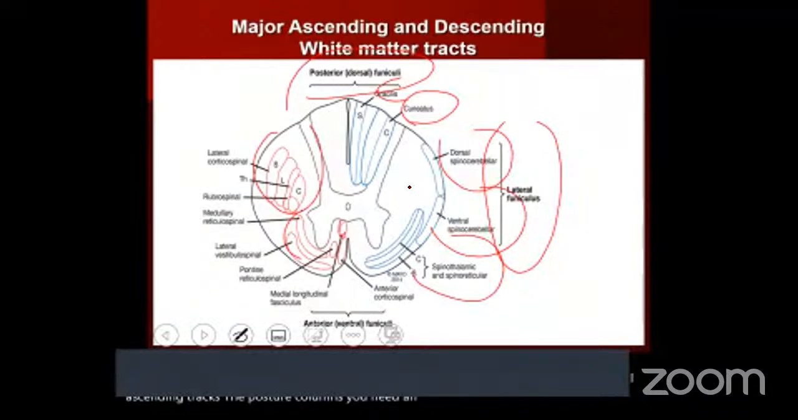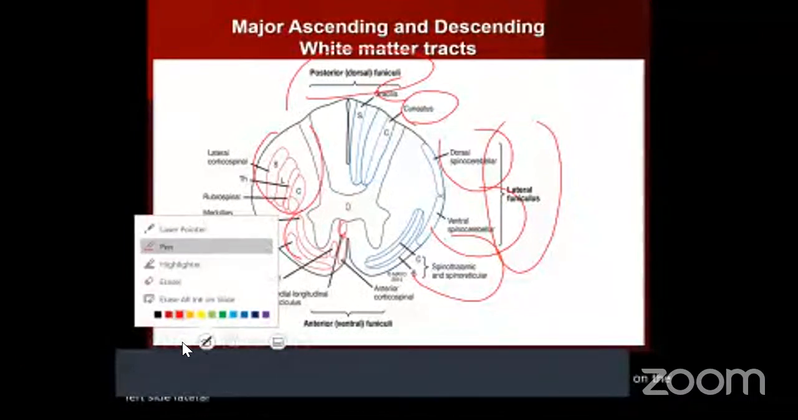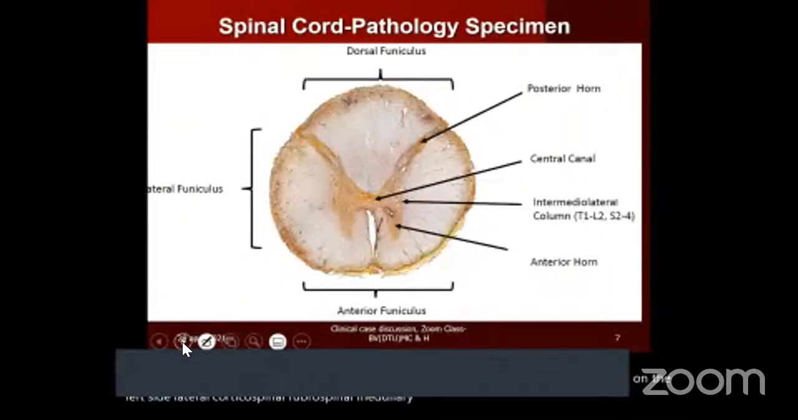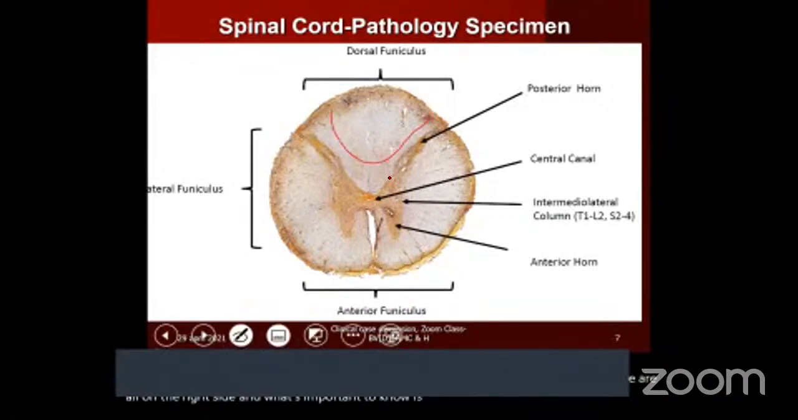That means the spinal cord is so small in diameter when you look at the microscopic level. So this is the pathology specimen. Here you can see the dorsal funiculus, the posterior horn, and in which the dorsal root ganglion is present. This is the central canal, and this is the intermediolateral column, and this is the anterior horn.